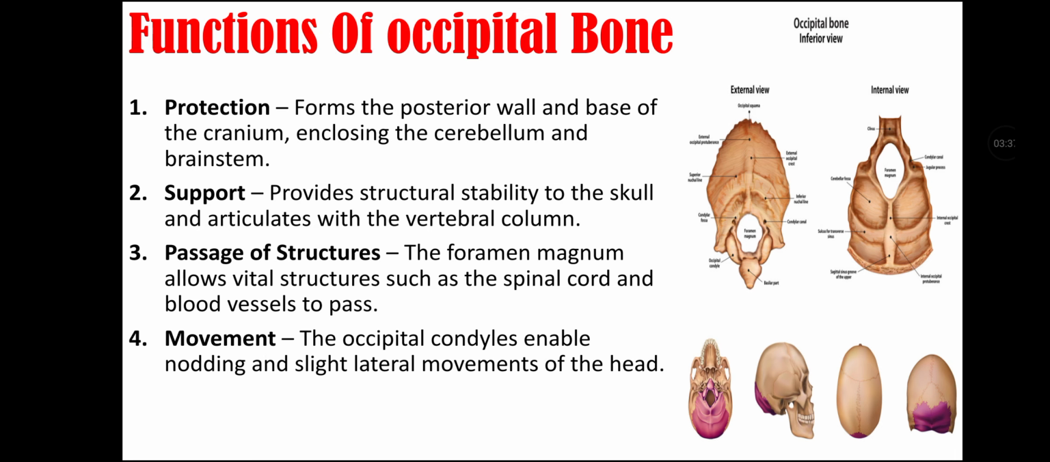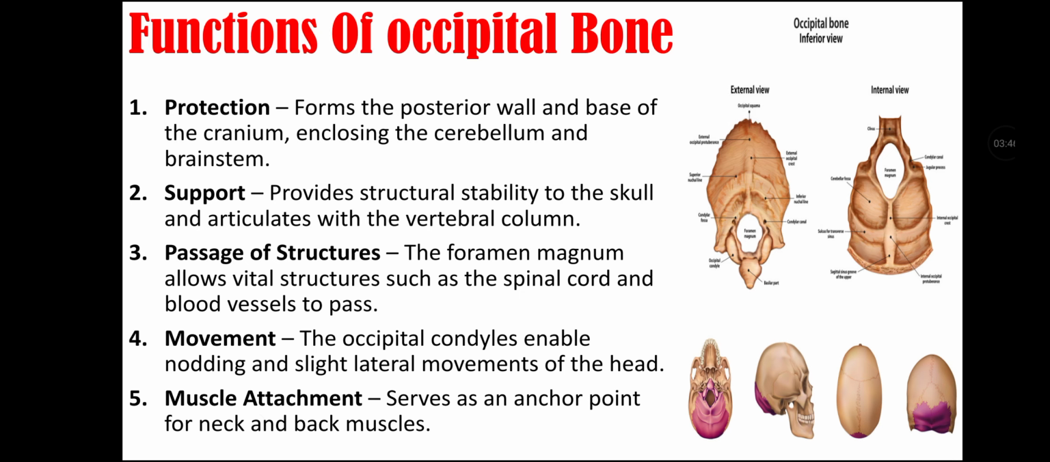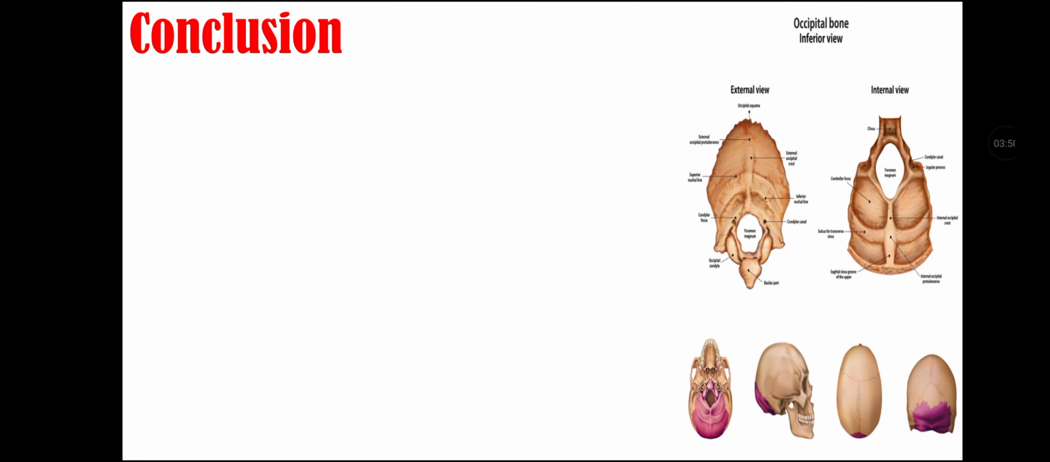Movement is the fourth function of the occipital bone, as the occipital condyles enable nodding and slight lateral movement of the head. Fifth function is muscle attachment, as the occipital bone serves as an anchor point for the neck and back muscles.